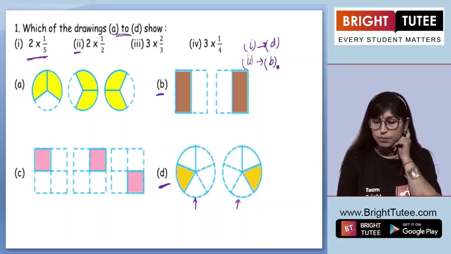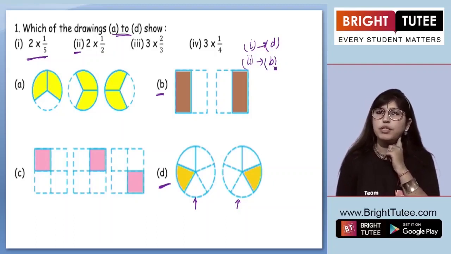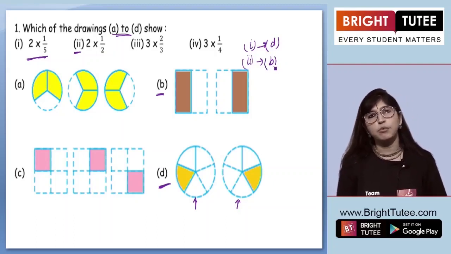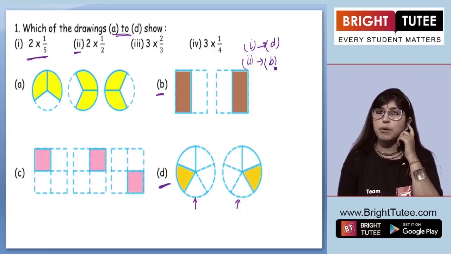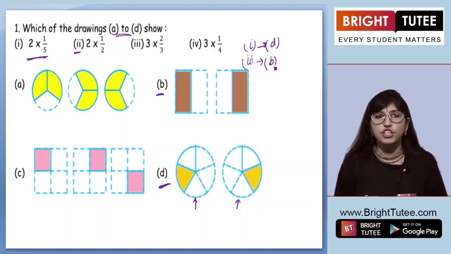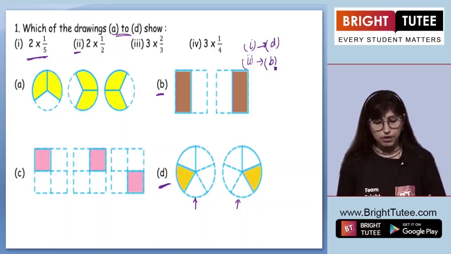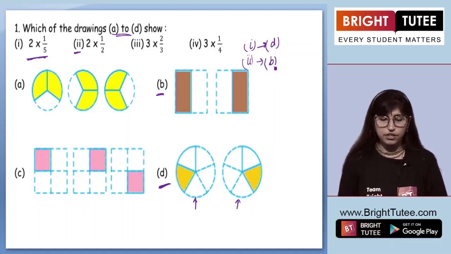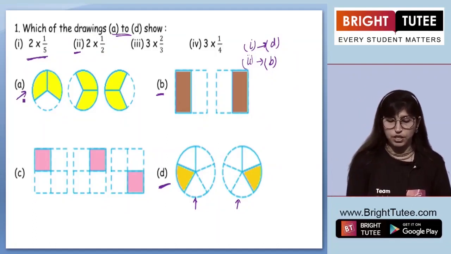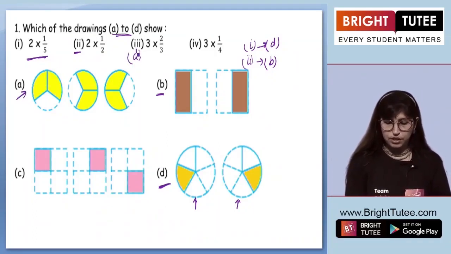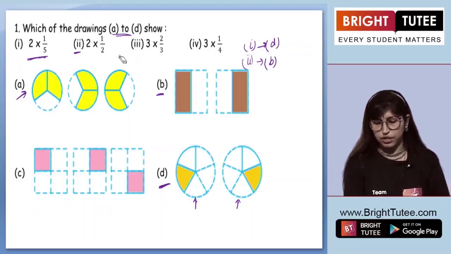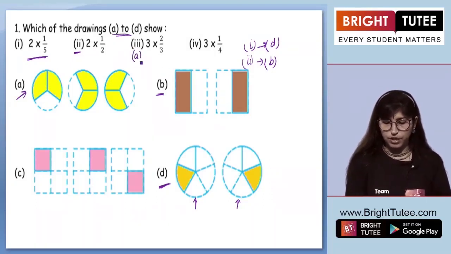Now let's move on to the third part. It says 3 times 2 by 3. So this time we'll be looking for something which has 3 equal parts and 2 parts have been shaded out of it. So can we see something from A and C? Yes, you're correct. A is something which is for 3 times 2 by 3. Third part is for A.